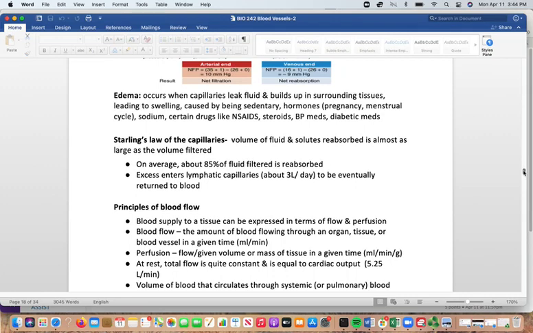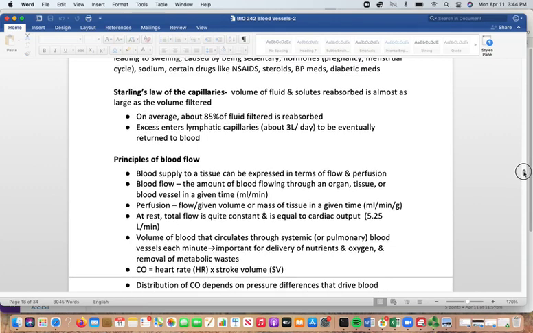So we have Starling's law of the capillaries. You'll remember before we had Starling's law of the heart. He has one of the capillaries too. So the volume of the fluid and the solutes reabsorbed is almost as large as the volume that's filtered. On average, about 85% of the fluid that is filtered gets reabsorbed. The excess is going to enter the lymphatic capillaries, and this ends up being about 3 liters a day, and it will eventually be returned to the blood as well.